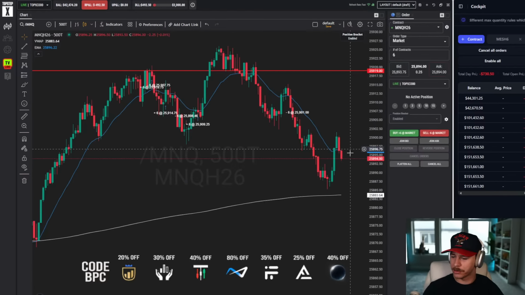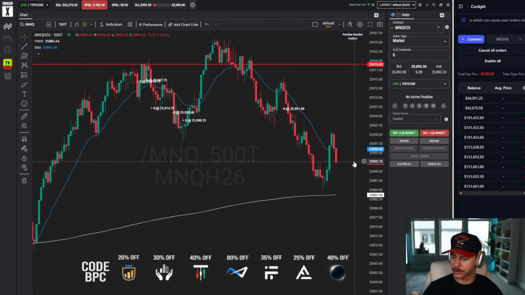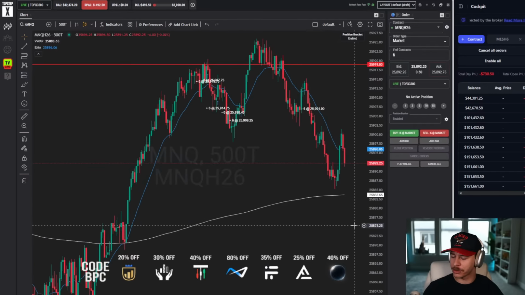See, even that though, 901, 893. It's not really holding. That move is not really holding. And it's back down. I don't want to short it. I think we're way too close to all-time highs to try to short it.